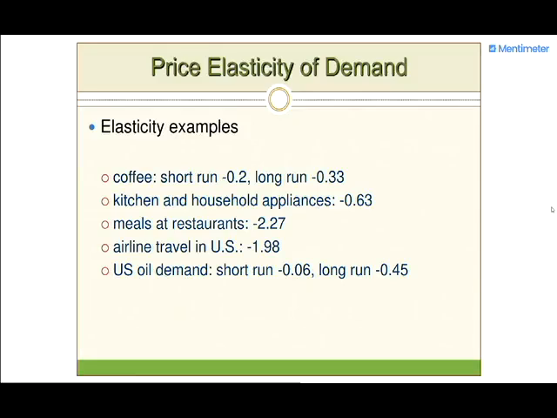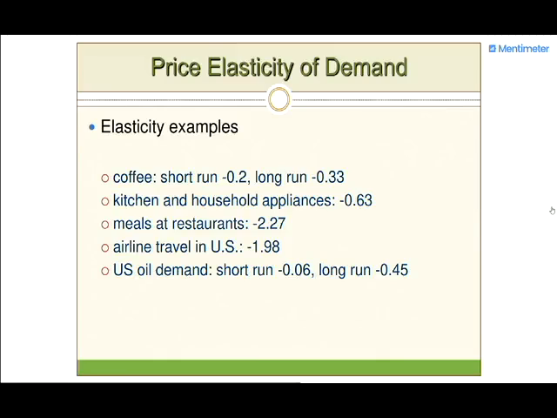Kitchen and household appliances, so the ladies know this. They really need them to run the kitchen, let's say, yeah? It's always inelastically demanded. Meals at restaurants makes sense. If the restaurant meals are expensive, we tend to not go there if the price goes up. We would rather cook at home. There's always a very good substitute for restaurant meals at home. Airline travel makes sense. We quickly switch to train or public transport to travel between cities. So there is elastic demand.